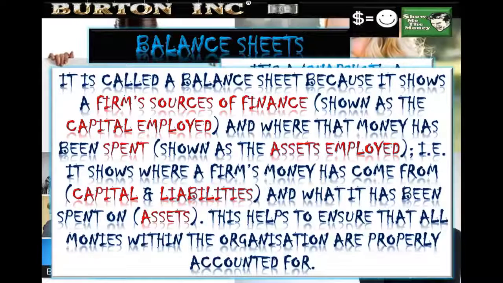And all this helps to ensure that all monies within the organisation are properly accounted for. Shareholders know that their money, the firm's assets, are not being stashed away in the managing director's pocket or for personal gain. So we just have to know things like capital employed, assets employed, capital, liabilities and assets. Key terminology here when looking at a balance sheet.